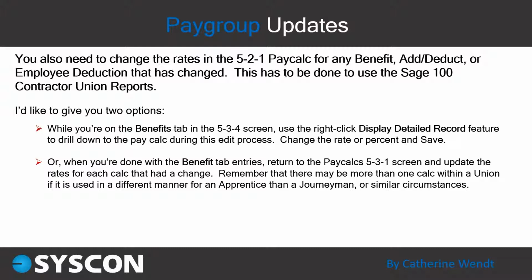Remember that you might have more than one calc for a union. You might have one that's for your foreman, another one that's for your journeyman, another one that's for your apprentice. So make sure that you're updating each and every one of those. So let me show you exactly what I mean by this drill down feature.